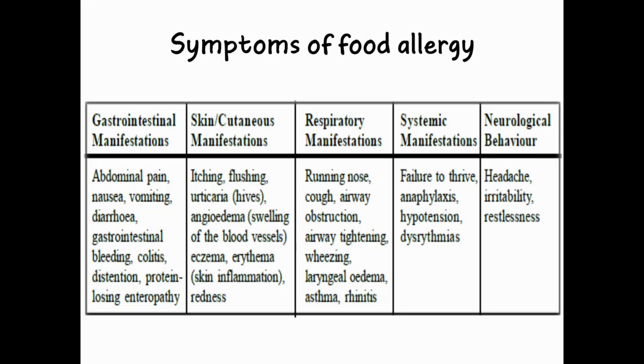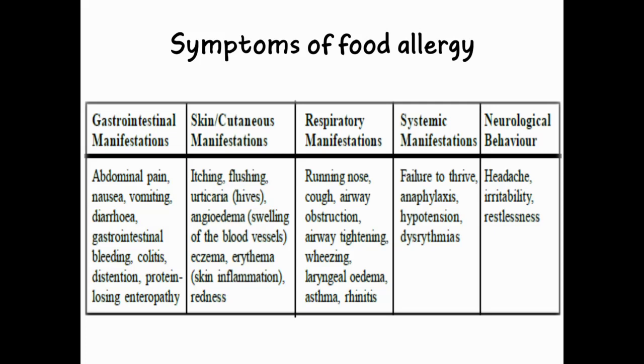Respiratory manifestation: runny nose, cough, airway obstruction, airway tightening, wheezing, laryngeal edema, asthma, rhinitis. These symptoms are generated comparatively faster than your gastrointestinal ones, because the allergen has to set in your body and then the antibody is produced, so it happens at a slower level than the skin, but faster than your gastro.